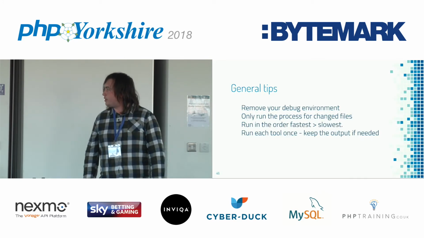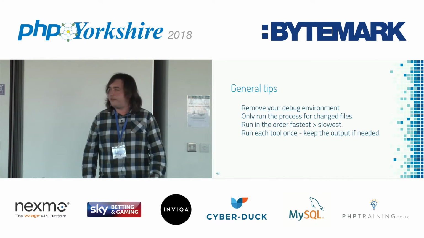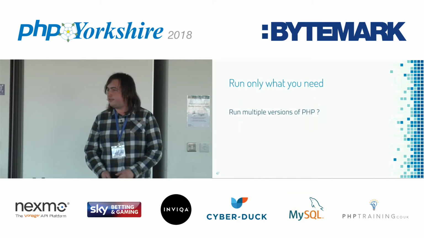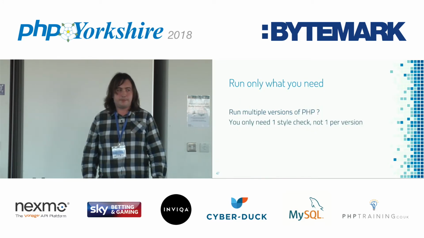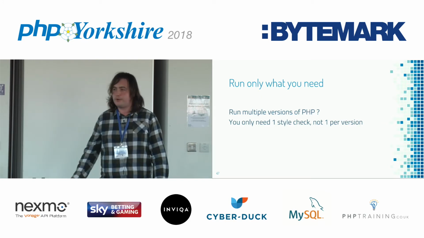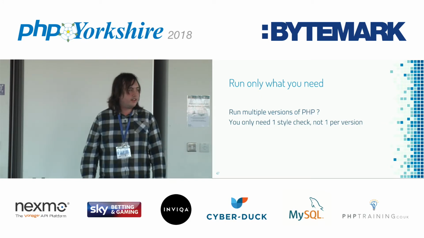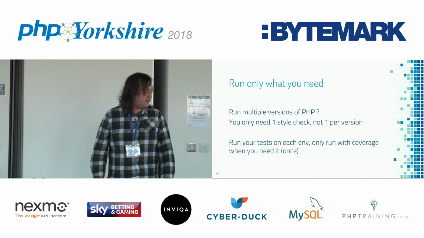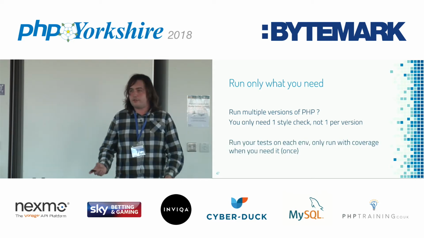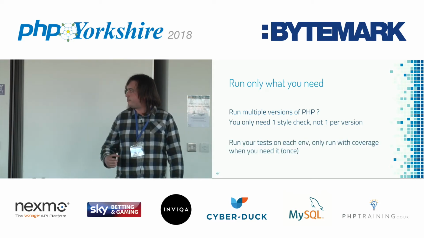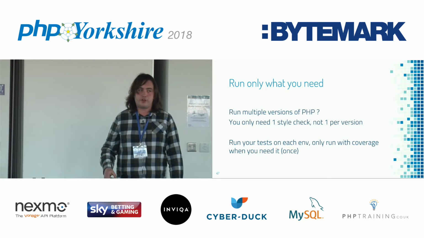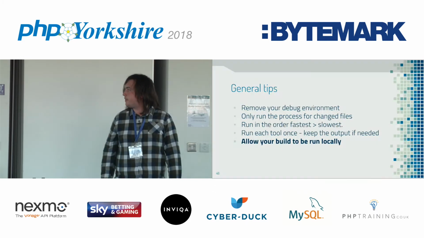And run each tool once, keep the output if you need it. If you're running it on multiple versions of PHP, if phpcs is OK on one, it's going to be OK across all of them. You don't need to carry on running it. If you're running your unit tests, just turn off your code coverage. Just run it once on the environment you want to have your code coverage on to send to somewhere else.